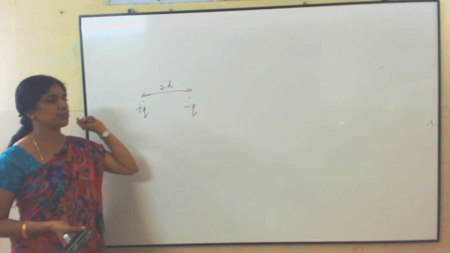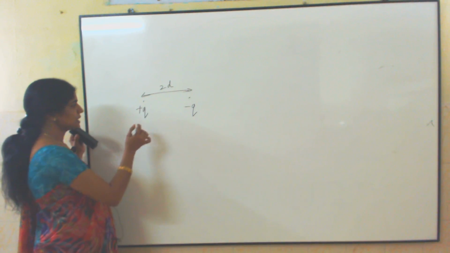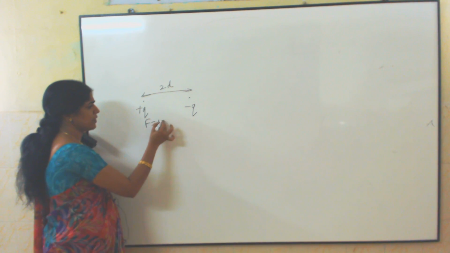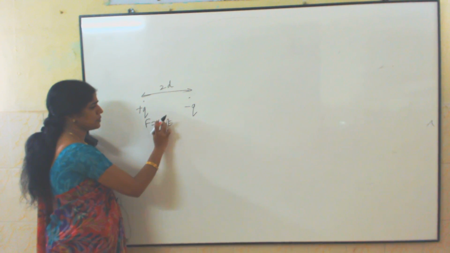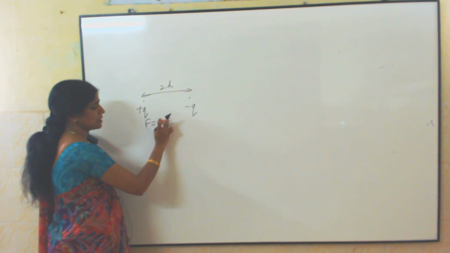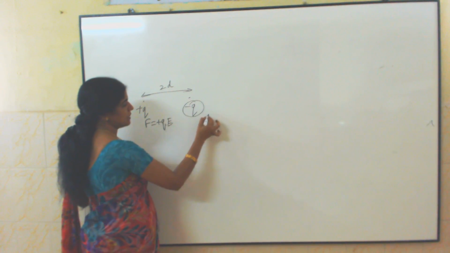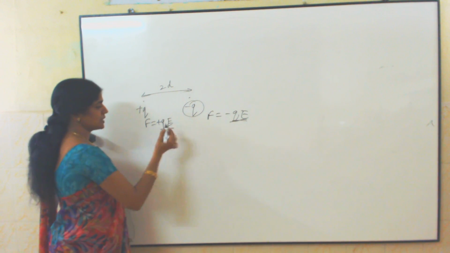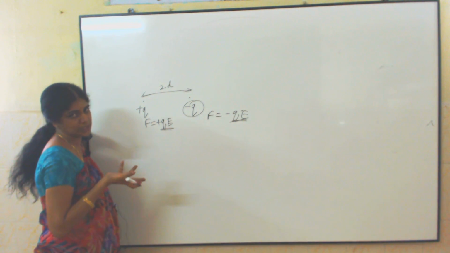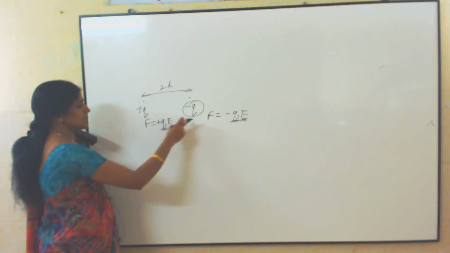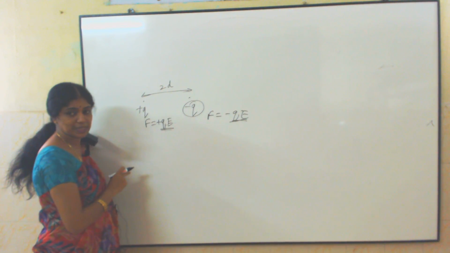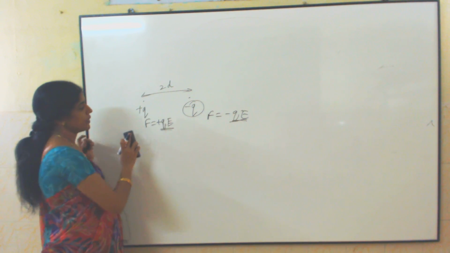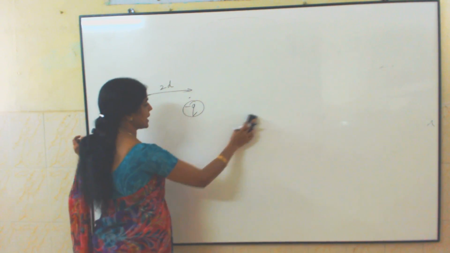If they are separated by a small distance 2d, what is the force acting on this charge plus q? It is given by F equal to plus QE. In the same way, this charge will experience a force F equal to minus QE. So the magnitudes of the forces on these 2 charges will be equal, but they act in opposite directions. Clear? Since they have equal amounts of force exerted on them, they will constitute a dipole. Thus we call it an electric dipole.